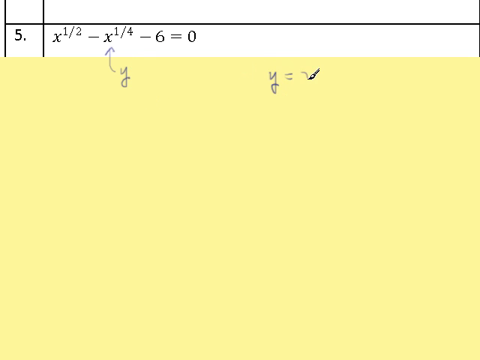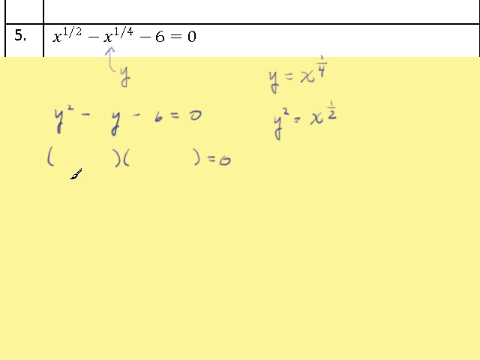All right, so that's what we're going to do. We're going to put y equal to x to the 1/4. y squared is x to the 2/4, or x to the 1/2. All right, let's rewrite. So instead of x to the 1/2, we're going to put y squared minus y minus 6 equals 0, and then we factor. Okay, so once we do this y substitution so that we get a regular quadratic, this one we call quadratic-like, similar to quadratic.